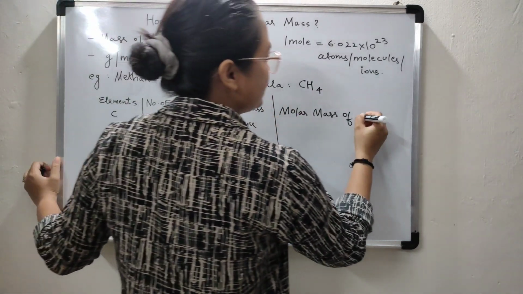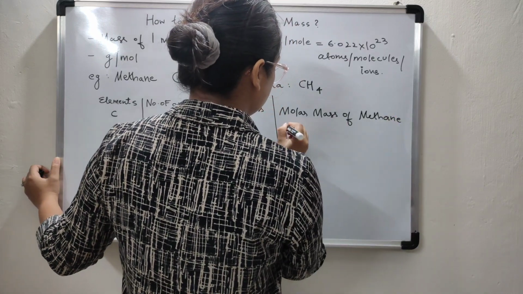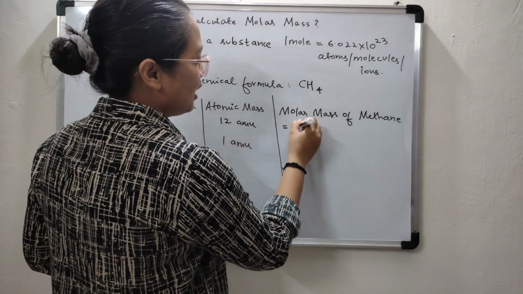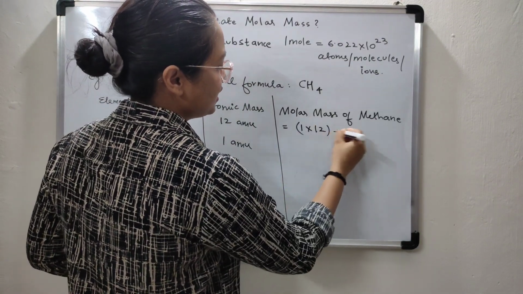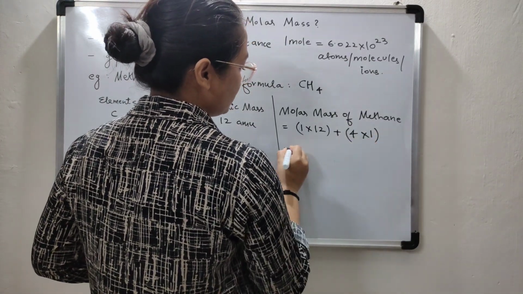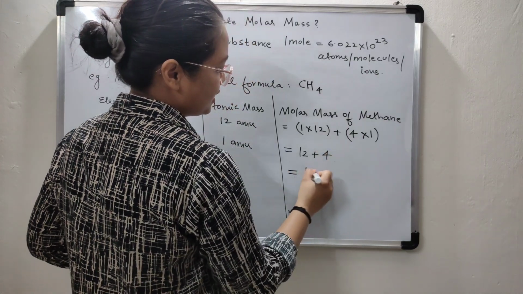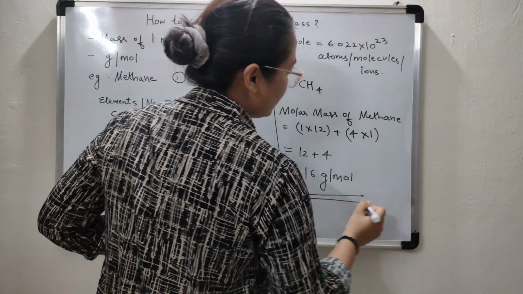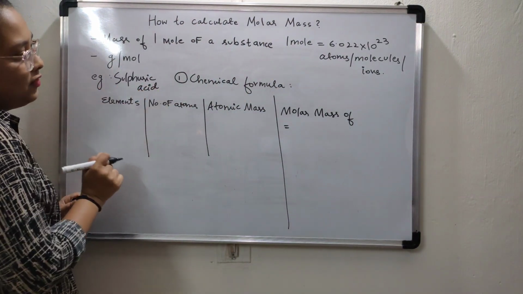Molar mass of methane. Now here you have only 2 elements, so you will have only 2 products, and you just have to add that up. Carbon is 1 atom into 12, plus 4 atoms of hydrogen into 1. So this will be 12 plus 4, your final answer will be 16 grams per mole, which is the molar mass of methane.